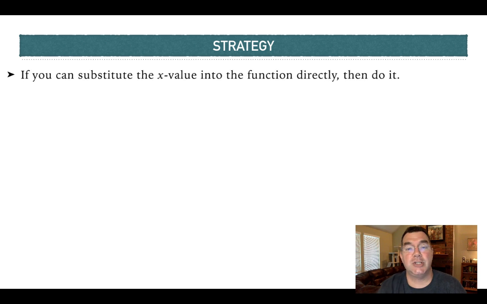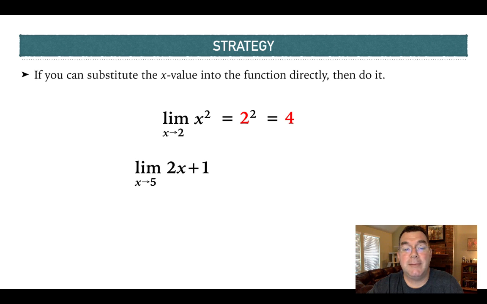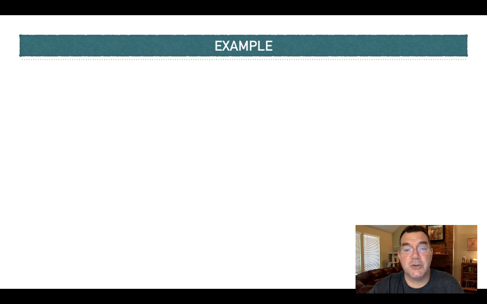Okay, so here's the first strategy that you would use when you are evaluating limits. If you can replace x with the value that you're given, then go ahead and do that. But if it causes an error when you do that, you have to rely on a different strategy. So that's all you really need to do here. If you have x squared and x is approaching 2, and that's your limit, then you can go ahead and replace x with 2, and you get a y value of 4. All right, another example, if I'm taking the limit as x approaches 5 of 2x plus 1, all I really need to do is replace x with 5, and I get a y value of 11. So that's the first strategy.